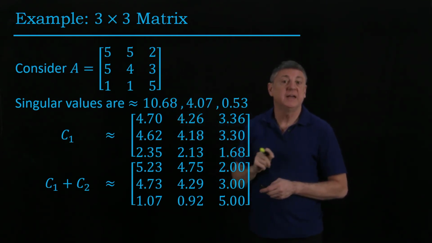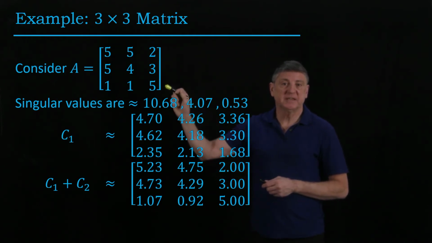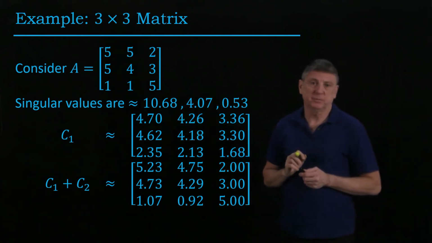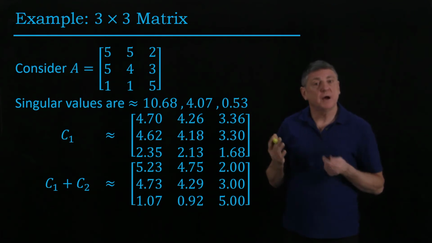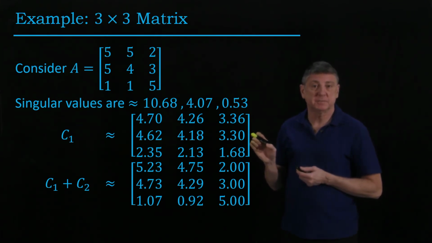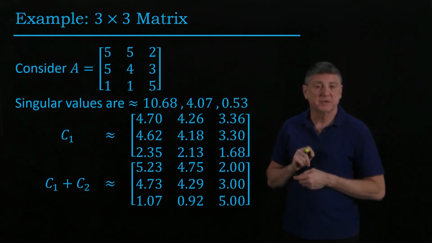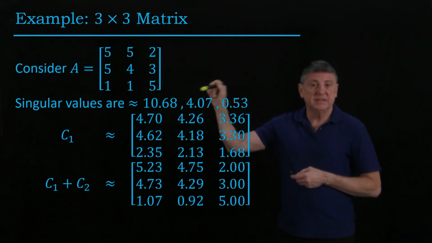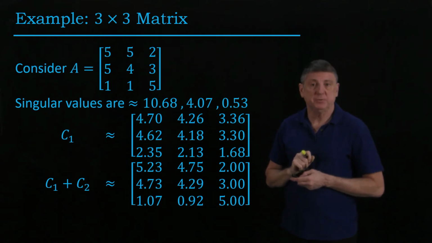3.3 compared to 3 is pretty good. And 1.68 compared to 5, that's not a very good approximation. So I personally wouldn't be particularly satisfied by a rank 1 approximation to this matrix. But a rank 2 approximation based on these values looks like it might be pretty good.